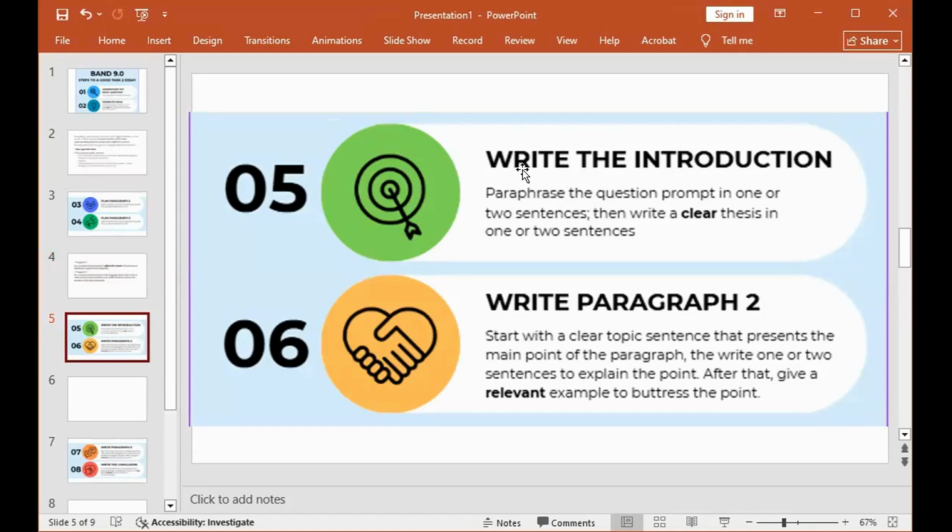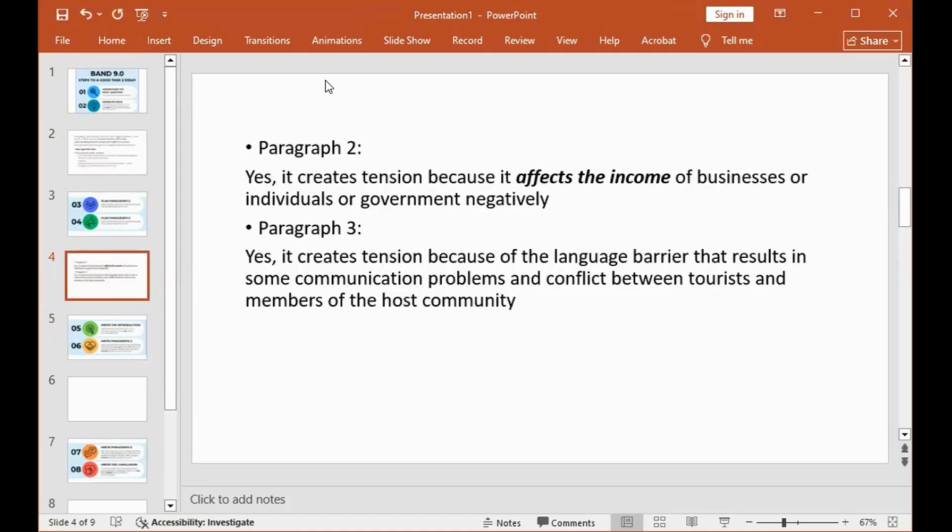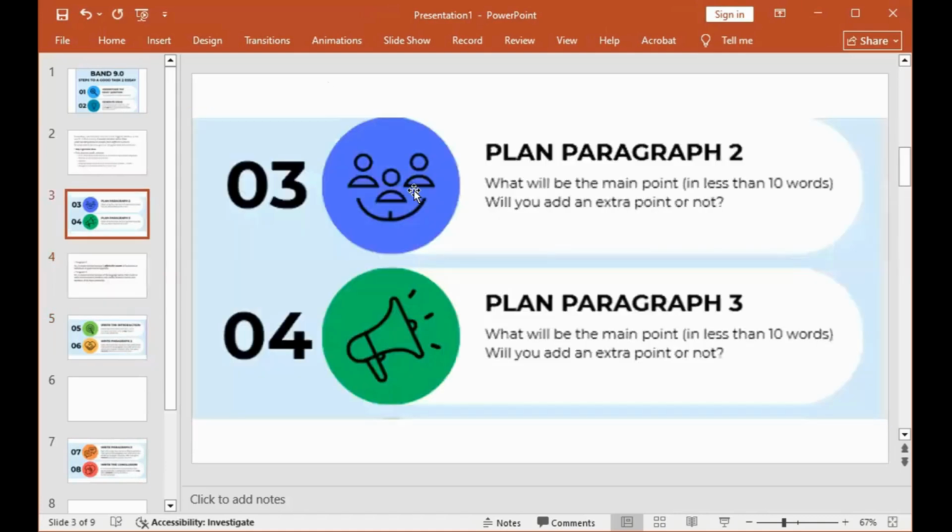Step 5. Write the introduction. So you see that we first of all planned our essay and gave ourselves an idea of what to put in paragraph 2 and paragraph 3 before starting the essay.